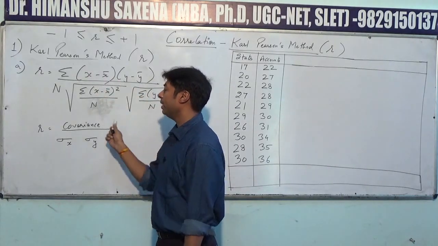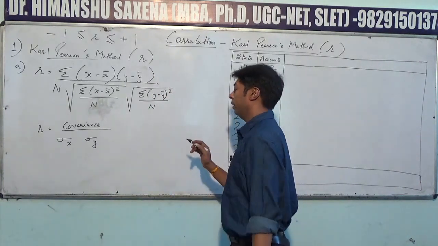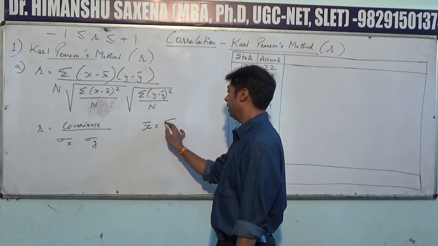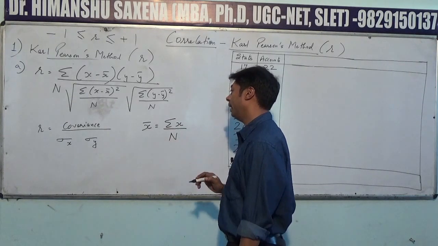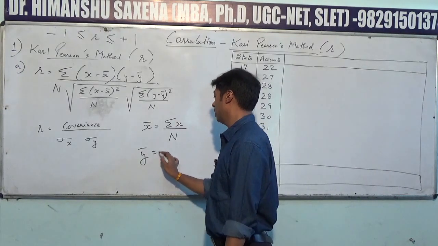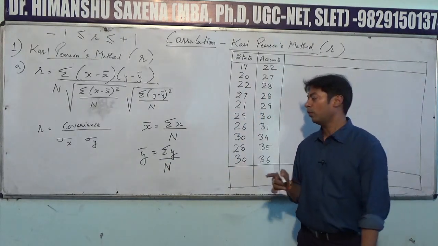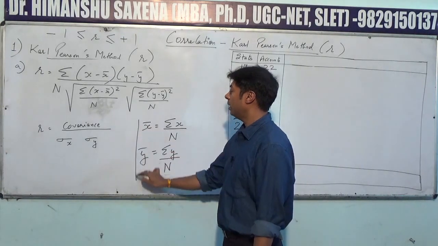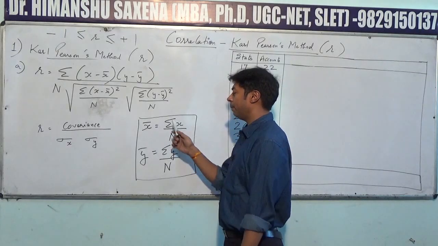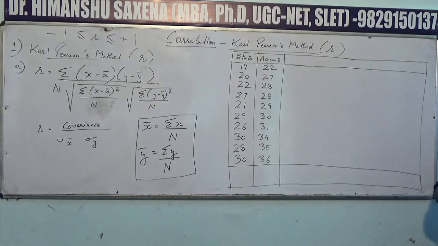So this formula can be rewritten as covariance upon standard deviation of x by standard deviation of y. Next, some more important terms. X bar, which is called the mean of x, is summation x upon n, where n stands for the number of observations, and y bar is summation y upon n, where again n stands for the number of observations in the y series. So our task before applying this bigger formula, the first step, would be to calculate the value of x bar and y bar. Now how will you get the value of x bar and y bar?